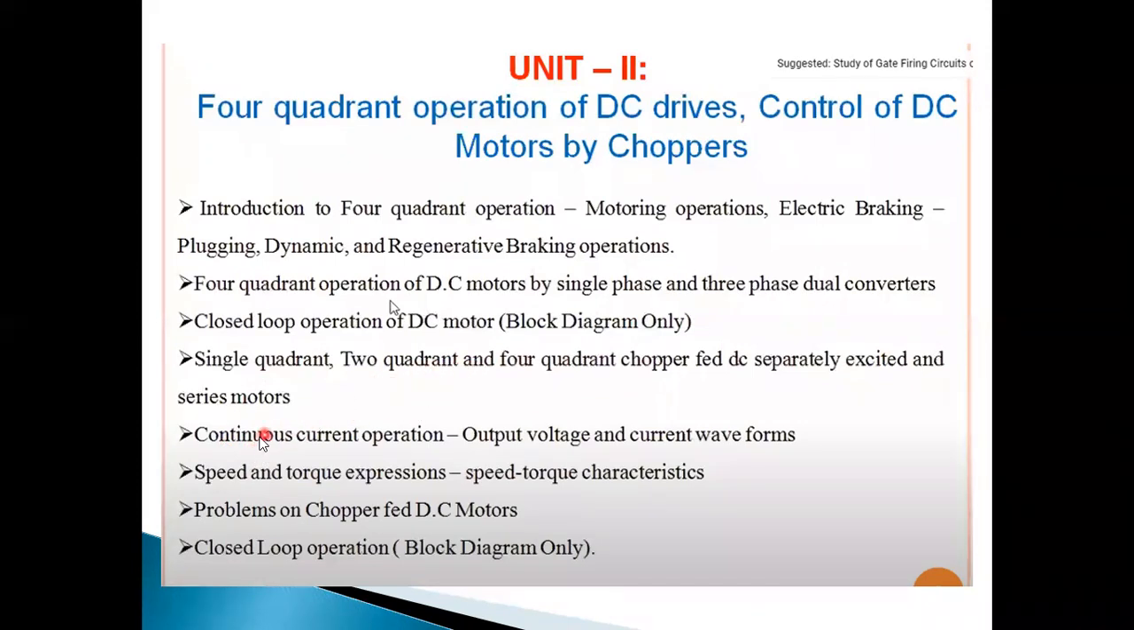For the chopper, we have to discuss continuous current operation, output voltage waveforms and current waveforms. We are not considering discontinuous current mode operation. In the first unit it is only continuous operation mode, and in the same way here also only continuous current operation. Then speed torque expressions and speed torque characteristics, and problems on chopper fed DC motors.